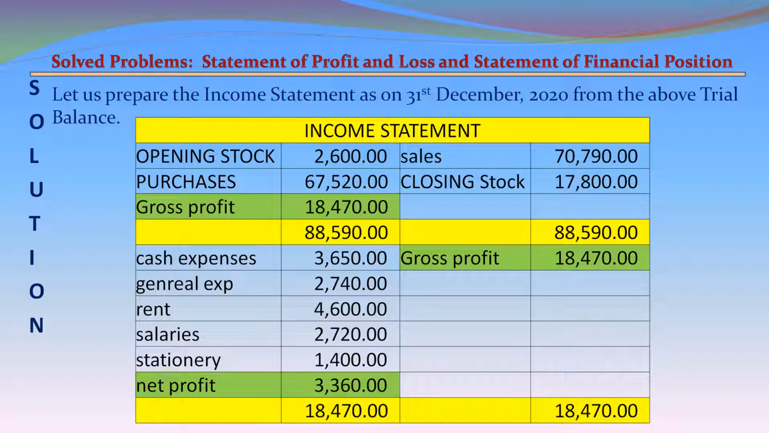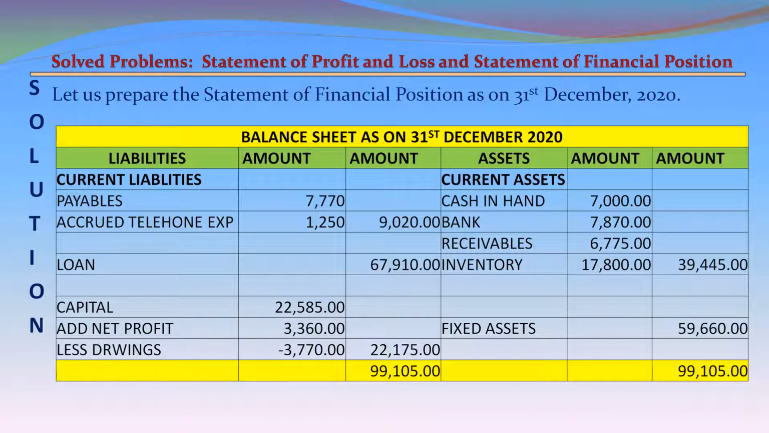Profit and loss account: on the credit side, gross profit 18,470. On the debit side, cash expenses 3,650, general expenses 2,740, rent 4,600, salaries 2,720, stationery 1,400. When we balance the account, there is a difference of 3,360 excess credit over expenses. That represents net profit transferred to Mr. John's capital account.